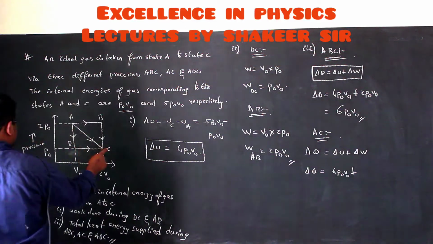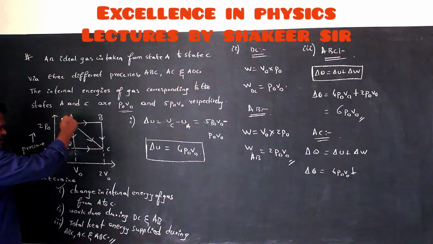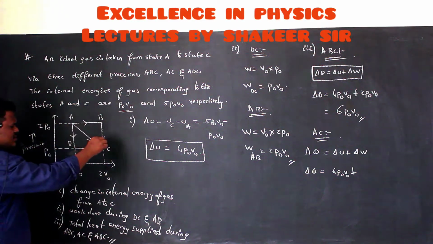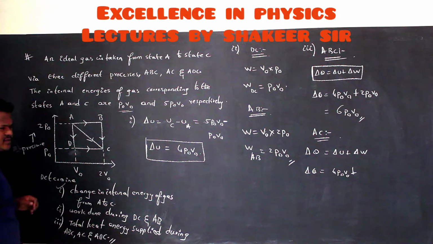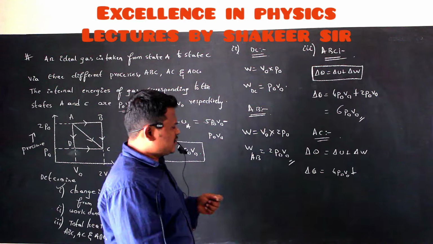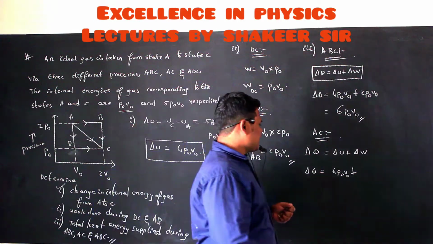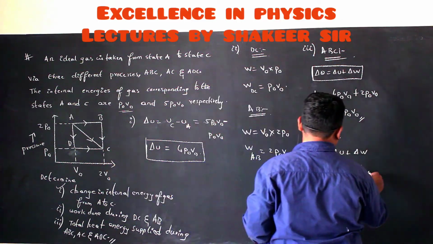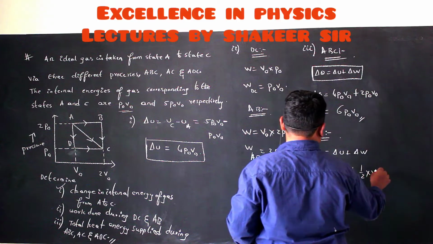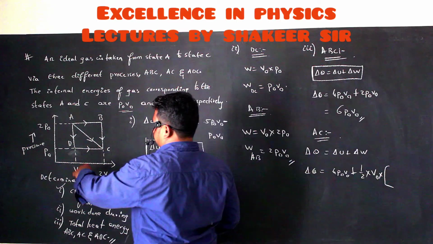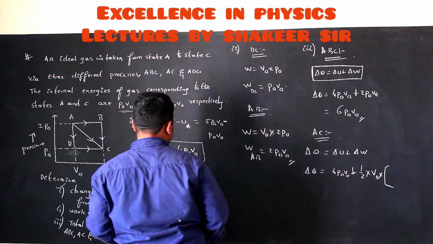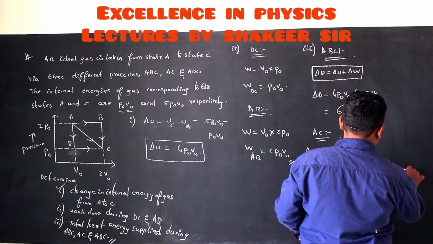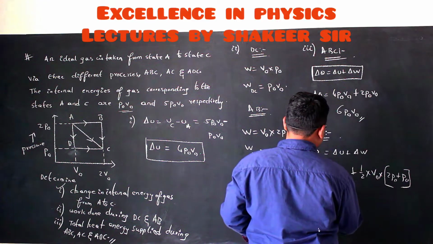Now what is the work done in traveling from A to C? Just the area under this AC graph should give the work done. What is the shape of this figure? This is in the form of a trapezium whose area can be written as half base into H1 plus H2. So half into, what is the base of this diagram? Base is 2 V naught minus V naught, which is V naught, and H1 plus H2. The first height I can take as 2 P naught, the second height is P naught. So 2 P naught plus P naught.